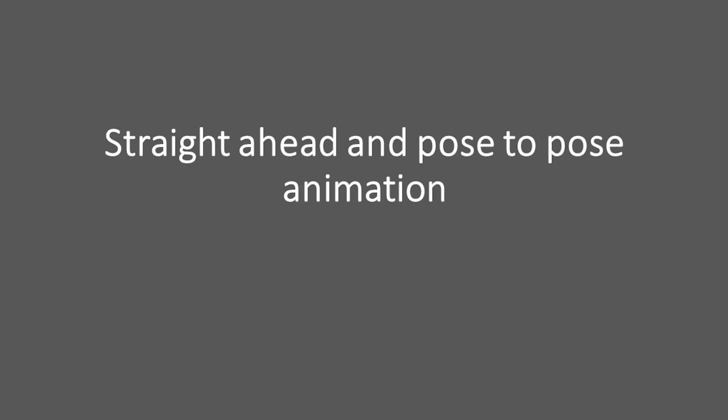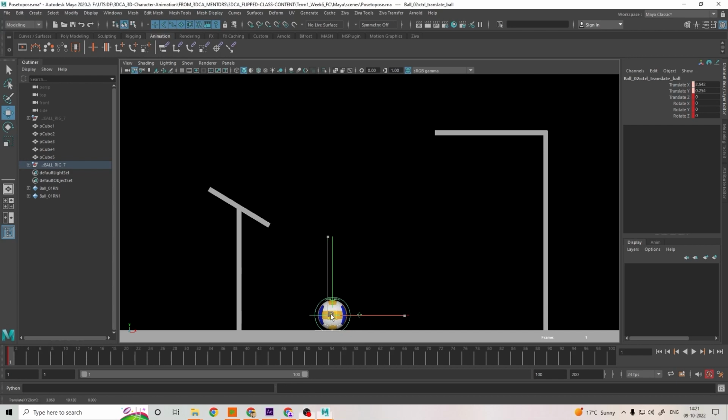Straight ahead and pose to pose animation. In the straight ahead method, the animator literally works straight ahead from one pose to the next pose, or one drawing to the next drawing. In pose to pose animation, the animator plans his action, figures out what will be needed to animate the scene and what the important poses are. And pose to pose animation requires better acting and planning.